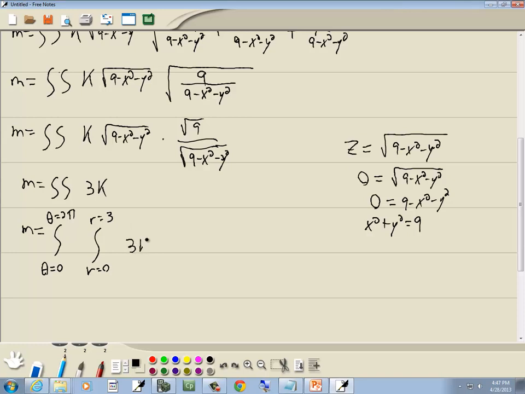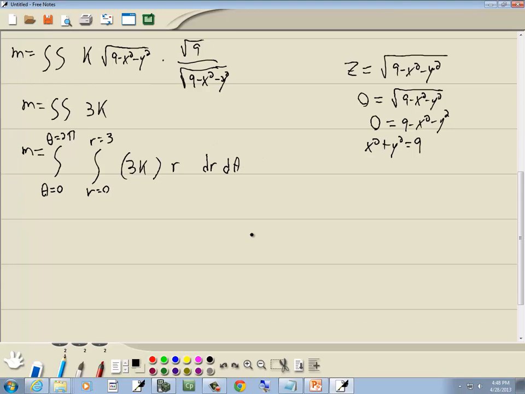And then we have 3k. There's nothing to switch there, but we do need to put an r in. So we get that. And so now we're ready to work this. This is dr d theta. The 3k I can put completely out in front. So mass is equal to 3k, theta is equal to 0 to theta is equal to 2 pi.